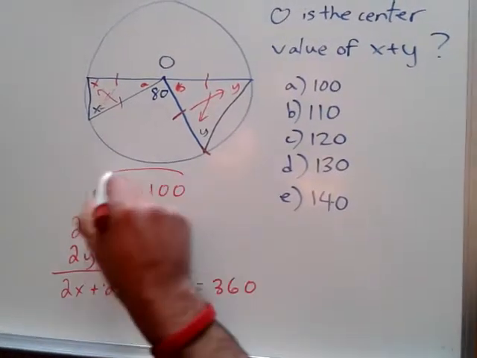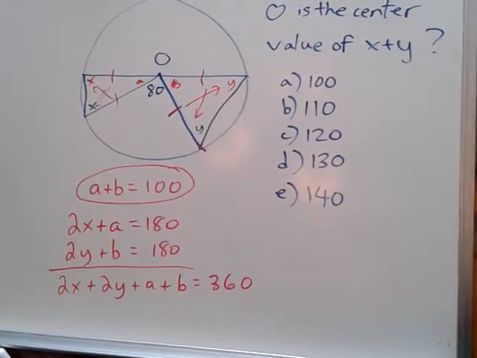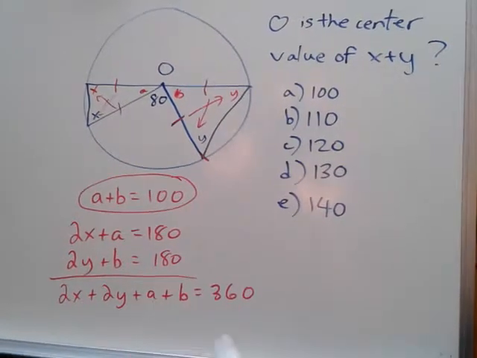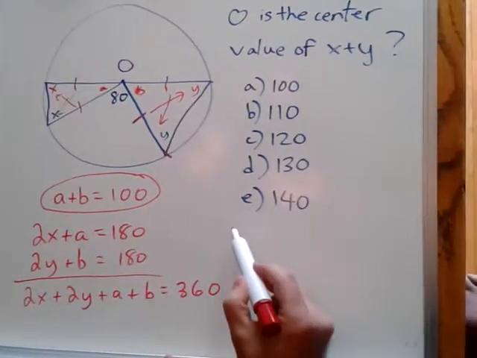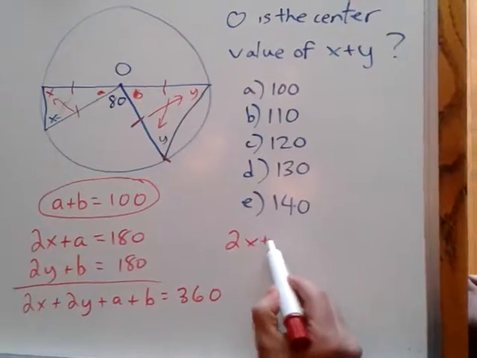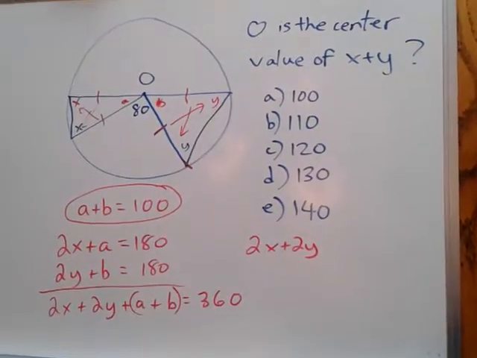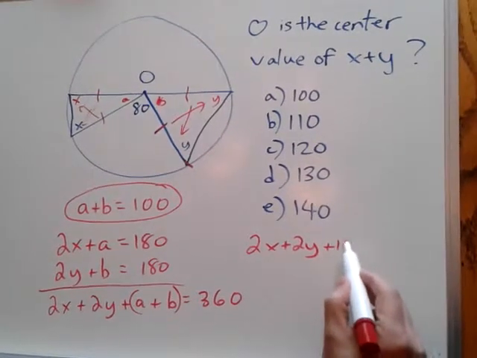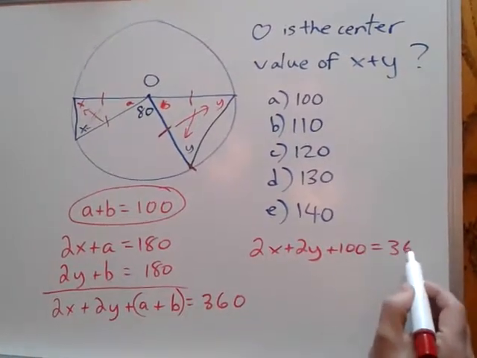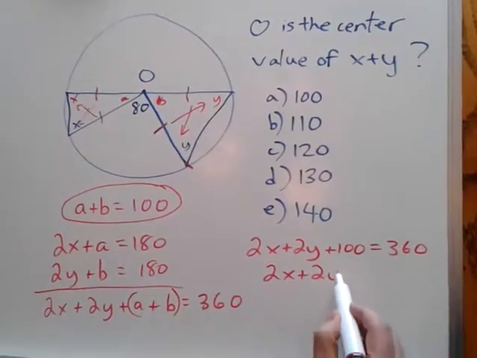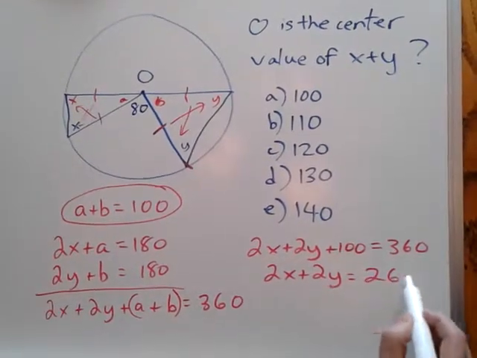Well, we do know, right, that A plus B is 100. So certainly I can take 100 and put it there. I'm just going to move up here so you can see it. So we'll have what? 2x plus 2y. Now instead of the A plus B, I'm just going to substitute in 100, and that equals 360. So I can clean that up a bit. Let's get the 100 to the other side there, and that's 260.